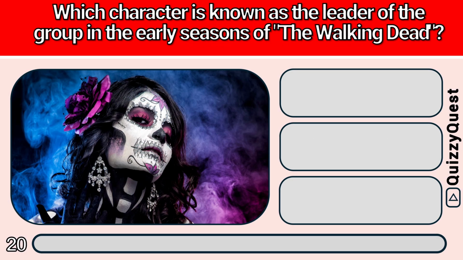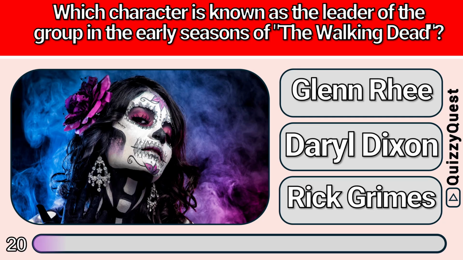Which character is known as the leader of the group in the early seasons of The Walking Dead? Is it A, Glenn Rhee, B, Daryl Dixon, or C, Rick Grimes? It is C, Rick Grimes.